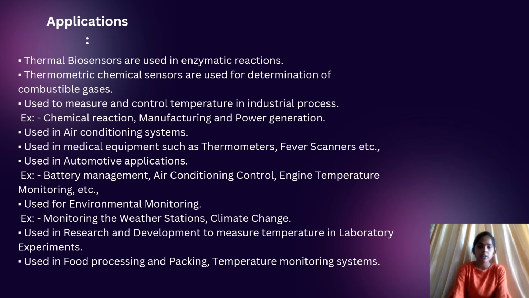Thermometric chemical sensors are used for determination of combustible gases, used to measure and control temperature in industrial processes. Examples: chemical reaction manufacturing and power generation. Used in air conditioning systems, used in medical equipment such as thermometers, fever scanners, etc. Used in automotive applications. Examples: battery management, air conditioning control, engine temperature monitoring, etc.